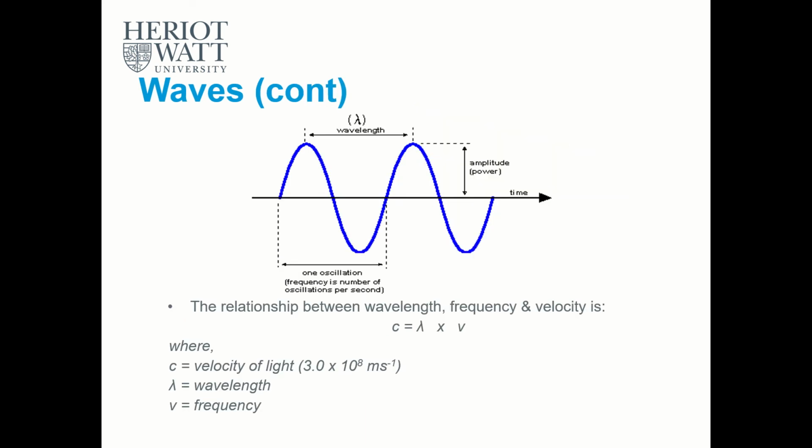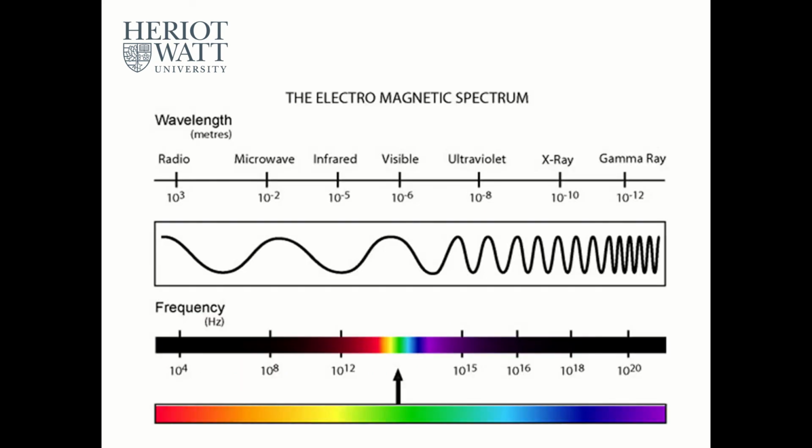So this is the formula that we're going to study here: the relationship between wavelength, frequency, and velocity. c is the speed of light, or the velocity of light in a vacuum, lambda is the wavelength, and nu is the frequency. All right, so that will be the relationship between the three quantities that we're talking about.